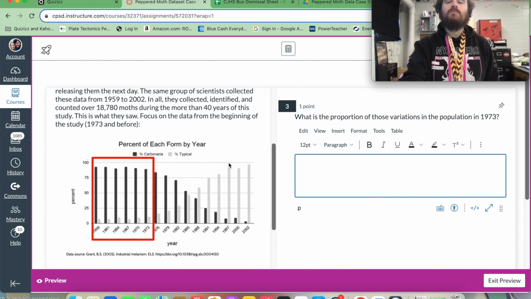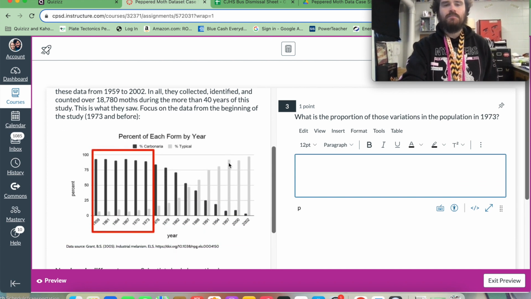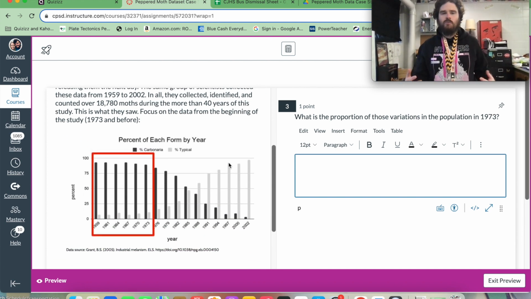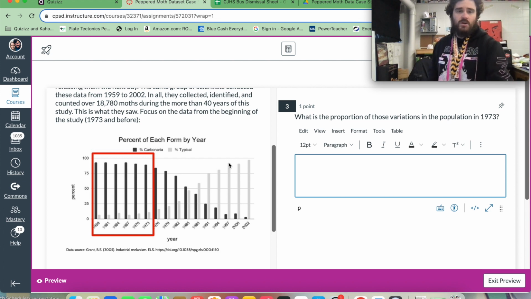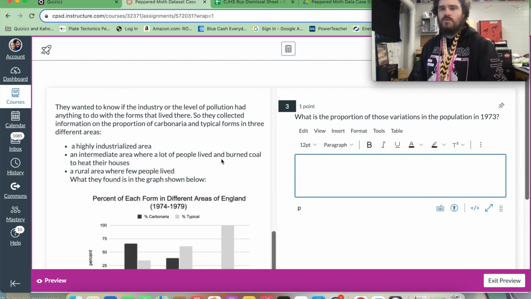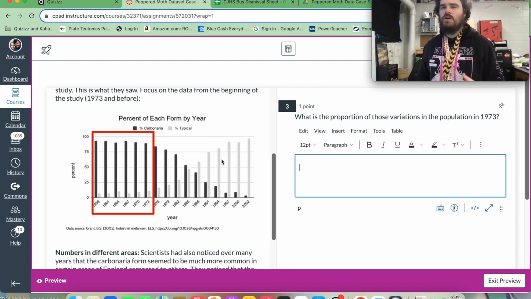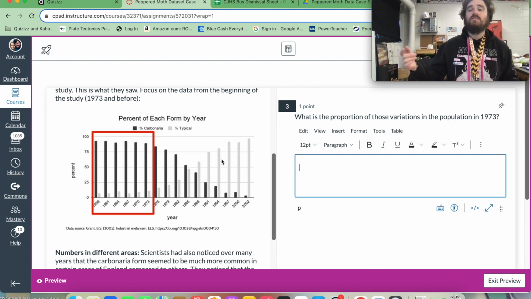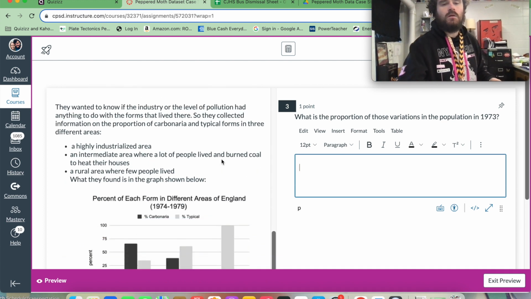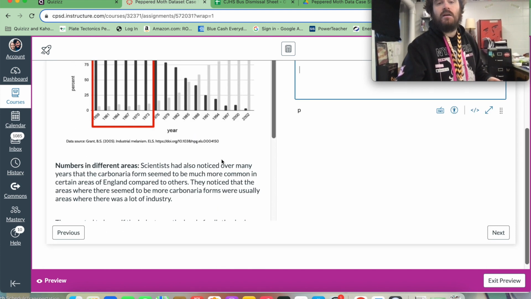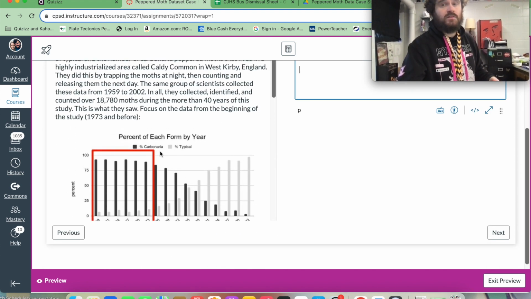And that's number 2. Number 3. It asks, what is the proportion of those variations in 1973? So y'all have read graphs before. On your test, you will usually only be presented with one graph. But in this case, you have 2. One here and one here. So we need to figure out which graph we're looking at. The question says, what is the proportion of them in 1973? If you look, only one of the graphs has 1973 on it. It's obviously the first one.